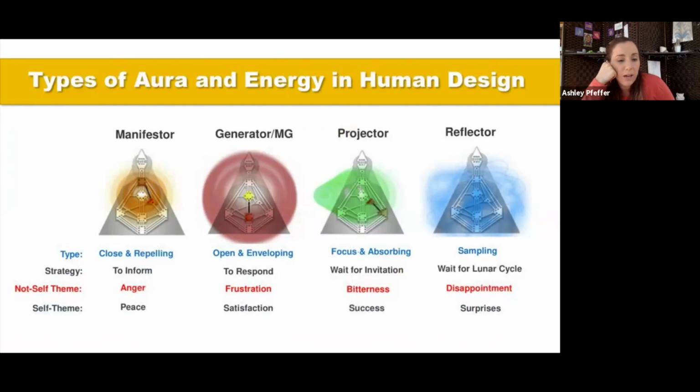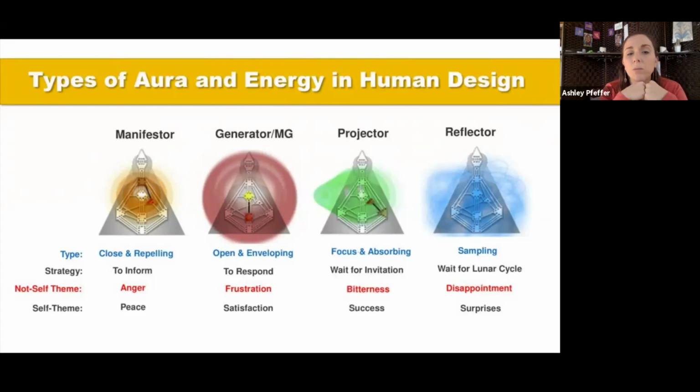Manifesting generators have a closed and repelling or attracting aura, depending on if you are attracted to what they're bringing, what they're creating. Generators have an open, enveloping aura, and that just means that they can read a lot of people at once. Projectors are very focused on one person, so they have that focused and absorbing aura. They go super deep, and that's why they're here to be guides. They're here to go deep and know, okay, you'd be great here, let me direct you here, I'm feeling this about you. They're great with one-on-one stuff.